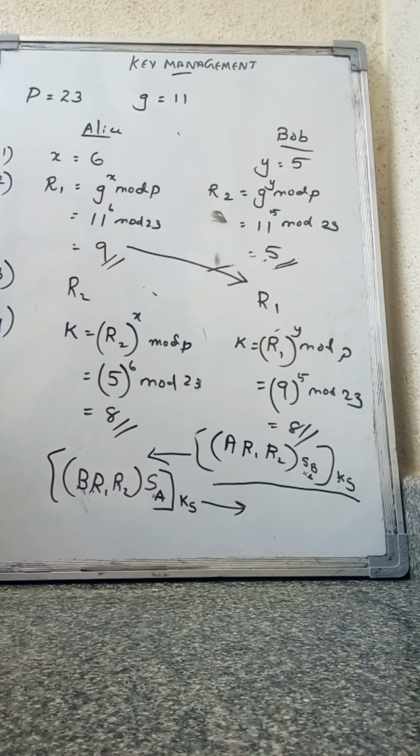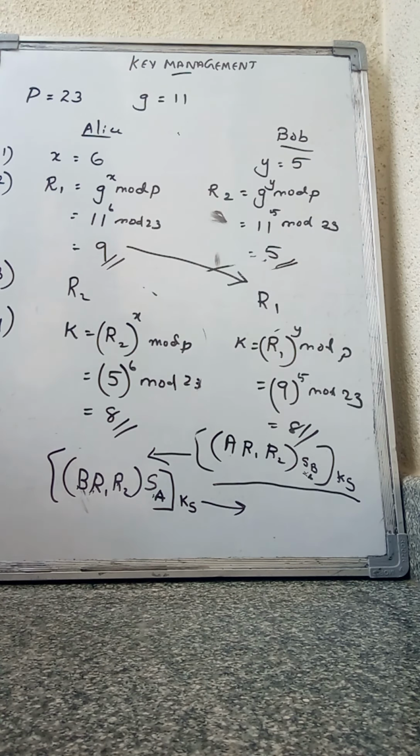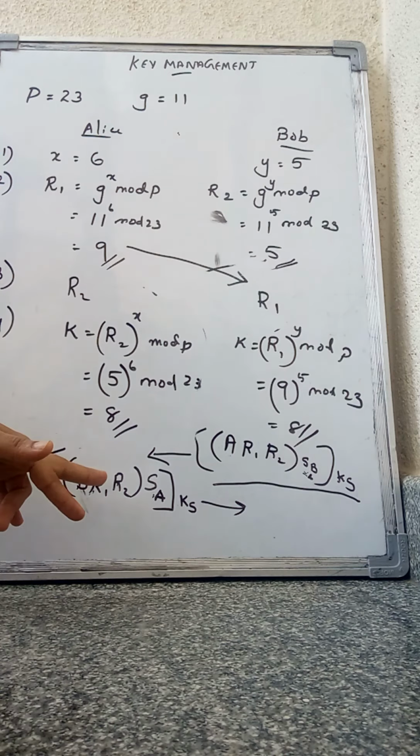In this scenario, because of this additional signature part, no man in the middle attack is possible. If Eve comes in between, she is not aware of the signature of Alice or the signature of Bob, so she can't verify either.